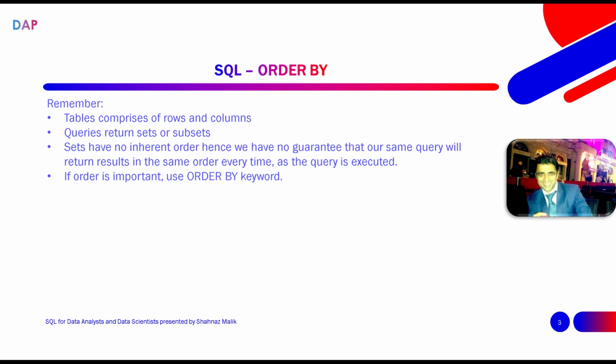Now remember, tables comprise rows and columns, and queries return sets or subsets. If you have studied sets in school or high school, you might be well aware that sets have no inherent order. Hence, we have no guarantee that the same query will return the results in the same order every time it is executed. If the order is important in the result set, then use the ORDER BY keyword, and I will show you how.